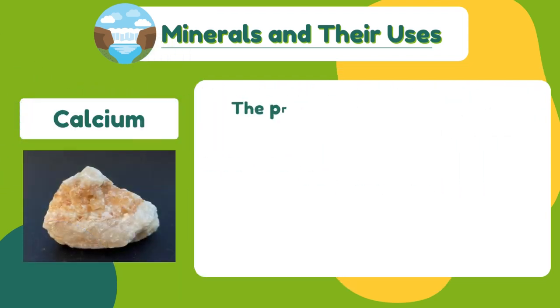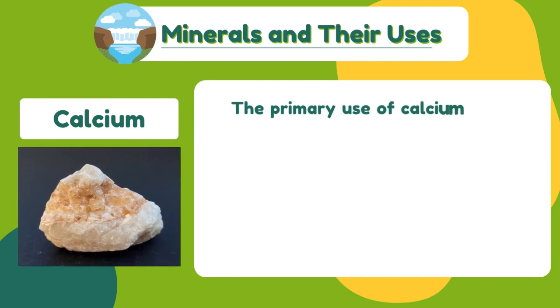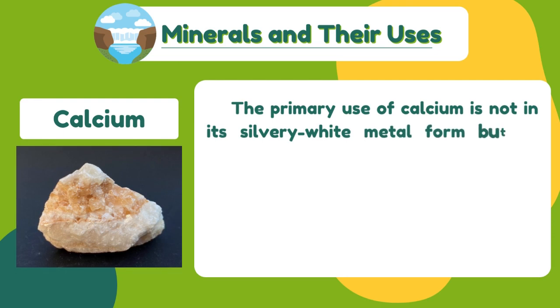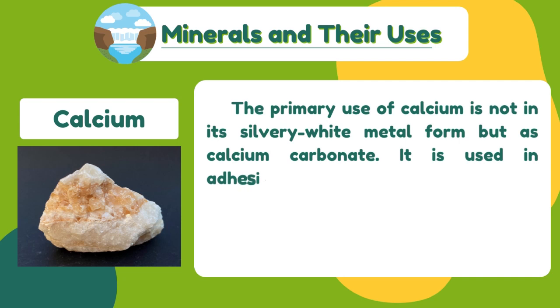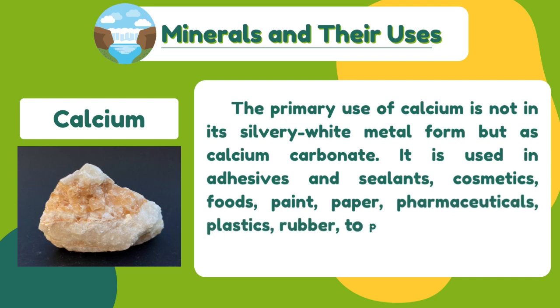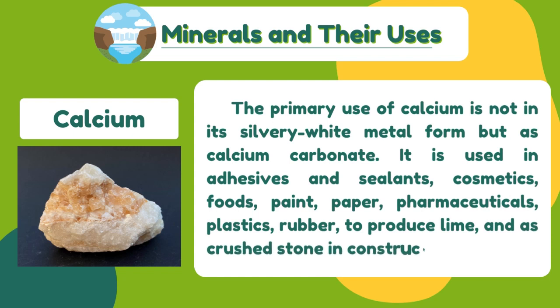Calcium. The primary use of calcium is not in its silvery white metal form, but as calcium carbonate. It is used in adhesives and sealants, cosmetics, foods, paint, paper, pharmaceuticals, plastics, rubber, to produce lime, and as crushed stone in construction.